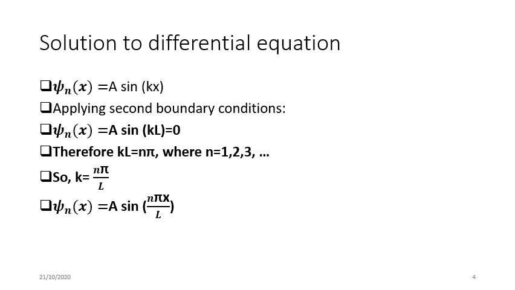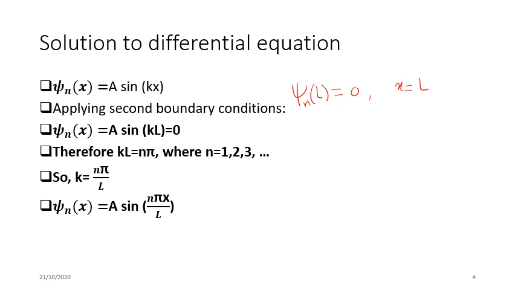Now we started with psi of x is equal to a sin kx, applying the second boundary condition. What is that second boundary condition? Psi at L is equal to 0, at x is equal to L. So 0 is equal to a sin kL, where I have substituted the value x is equal to L. So we have this equation.